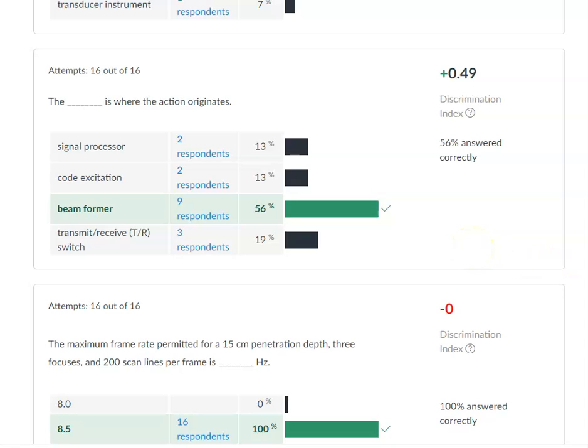The blank is where the action originates. This should be beamformer or pulser, where everything is started. So if you said pulser or beamformer, you're correct. Another term for this is the transmitter. So pulser, transmitter, and beamformer are all pretty much synonyms for each other.